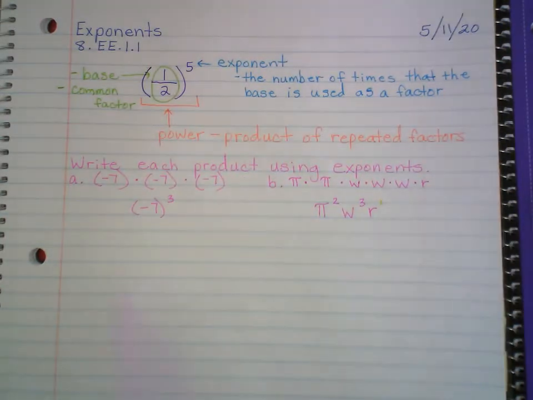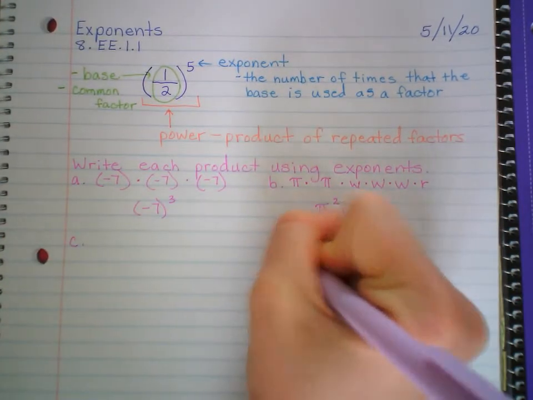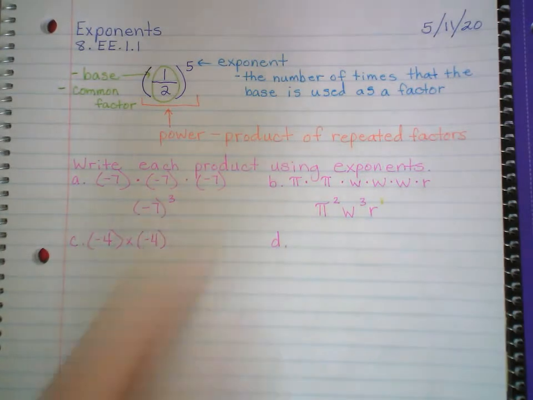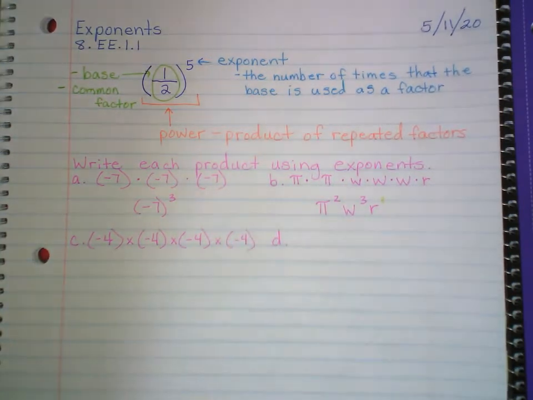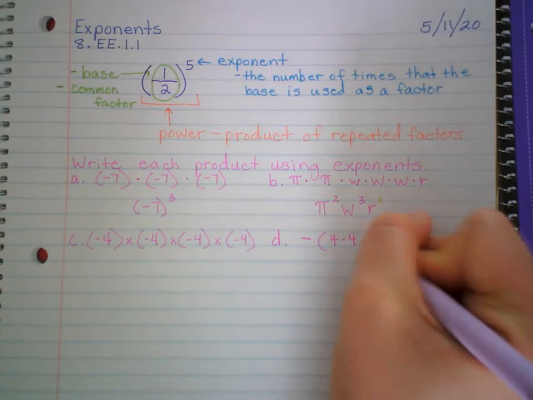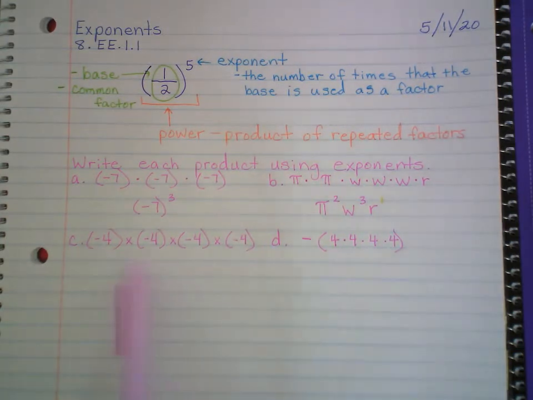Okay, now the next two, we're going to have to compare the parentheses and where the negative sign is. So let's say, let me see, c and d, and then we'll move on to the next style. So c, negative 4. Why don't we throw in some x's for multiplying? Negative 4, negative 4, negative 4. And then D, we're going to have the negative sign out front. And then we're going to do 4 times 4 times 4 times 4. So these might look the same, but they're different because C has negatives in all the parentheses, whereas D has a positive 4 in the parentheses being multiplied by itself with a negative out front.